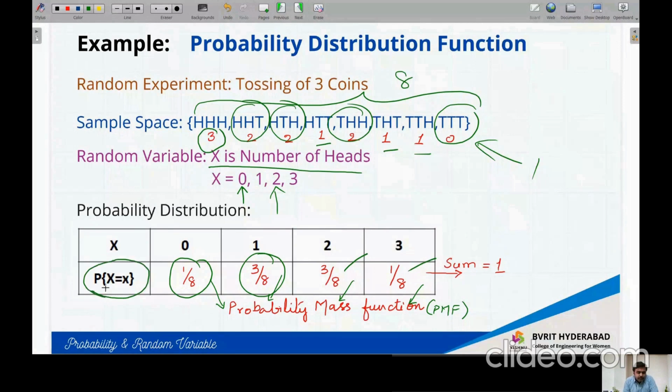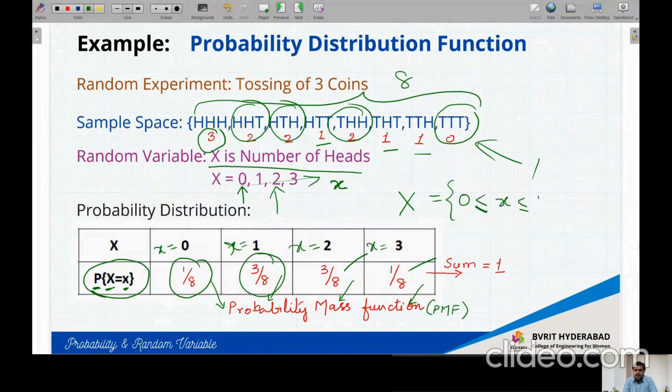This means the probability that the random variable takes a value of small x. These are the elements of the random variable represented by small x. So if small x is equal to 0, the probability is 1 by 8. If small x equal to 1, small x means element of a random variable. If small x equal to 2, it is 3 by 8. X equal to 3, it is 1 by 8. So I can represent the range of that random variable in the form of a formula, I can represent like this. Am I right?